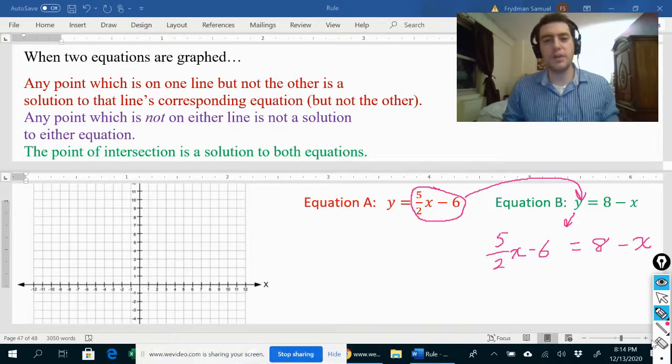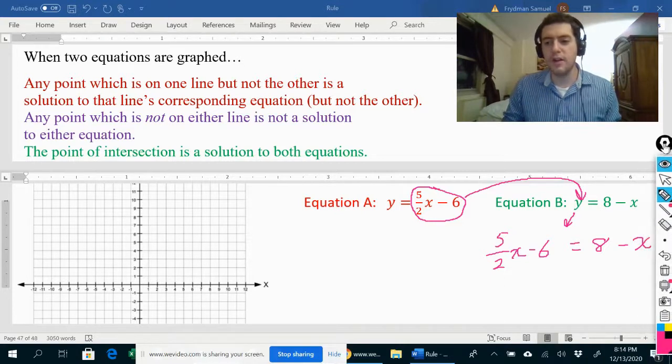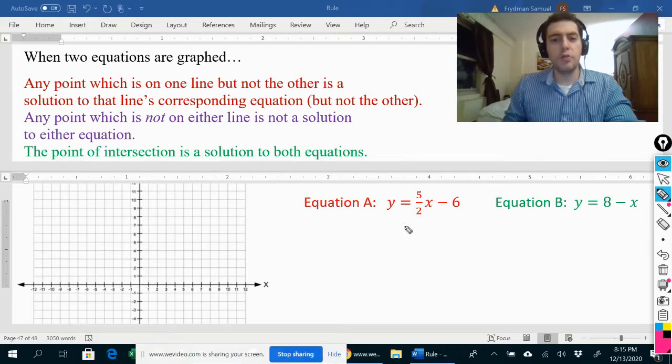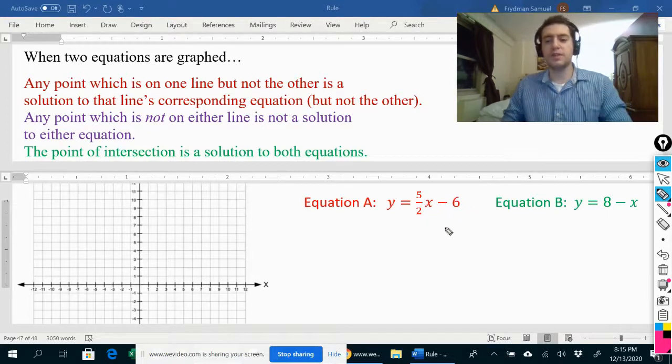So that's one way of solving this, but in this video we're going to talk about solving the system of equations by graphing. So let's review an easy way to graph these equations. I have these equations already in slope-intercept form, so the y is already by itself. That means that whatever number is next to x is the slope. In this equation, 5/2 is next to x, so 5/2 is the slope, and 5 would be the rise, 2 would be the run. And then I have minus 6, which means that the y-intercept is 0, -6.